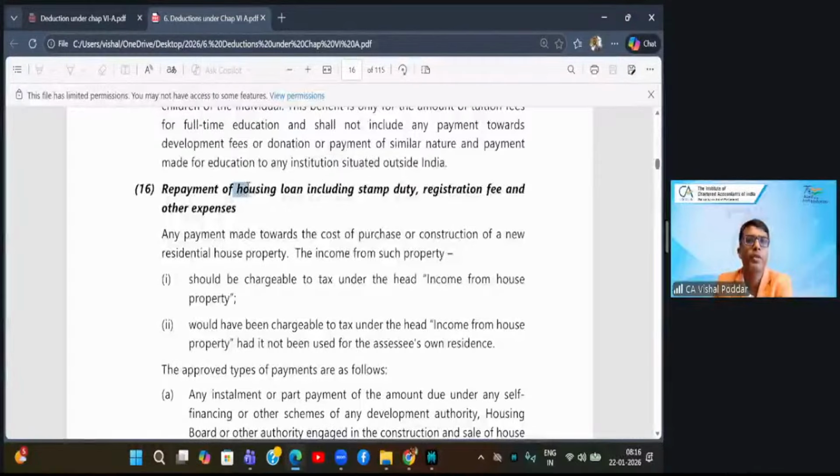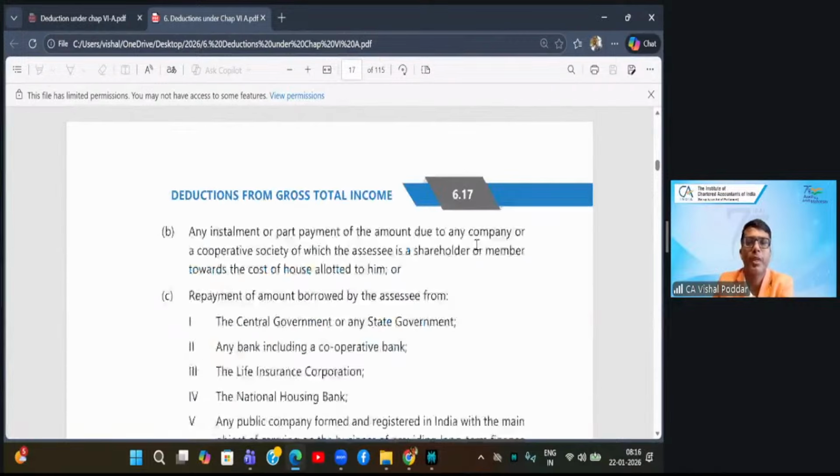Next, if you have purchased a house, you take a housing loan. Now, when you are repaying this housing loan, the repayment is made up of two things: cost, which is called principal, and the other is interest. Interest, if you remember, is already allowed as deduction under the chapter of house property. Here in 80C, you get the deduction for the principal portion. So the principal portion of the housing loan is eligible as deduction.